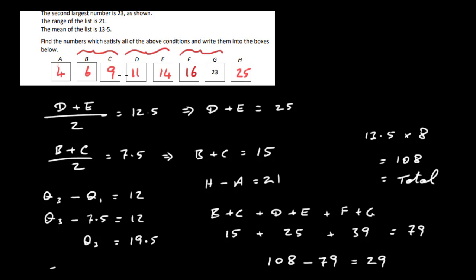So that's really all of our numbers. And that's what we were asked. Find the numbers which satisfy all the above conditions and write them into the boxes below. So that's it. And in fact, that's it for this question.